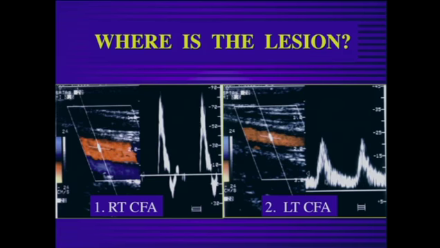So this indicates that there's probably an inflow lesion, in that we have a delayed peak systole, and we also see continuous forward diastolic flow, suggesting there's distal ischemia and low resistance. So if we were to take a guess where the lesion should be, we would expect it to be above the level of the left common femoral artery.